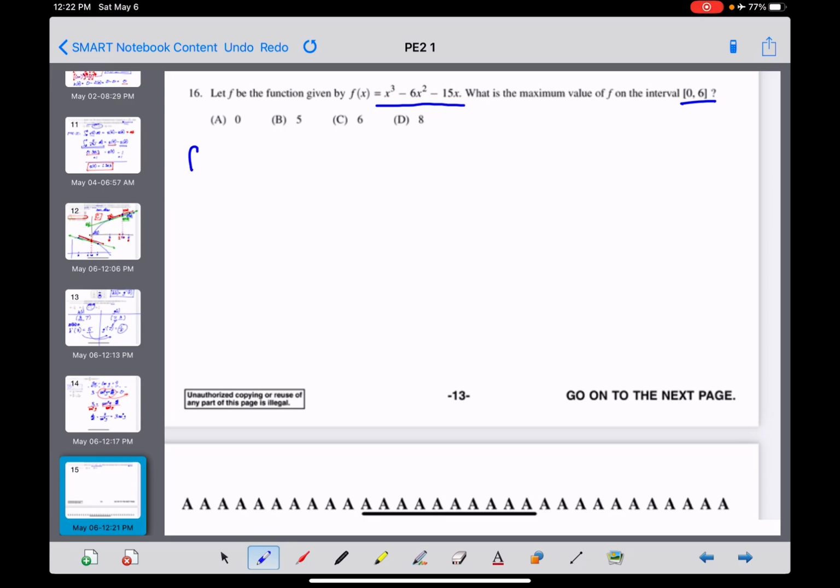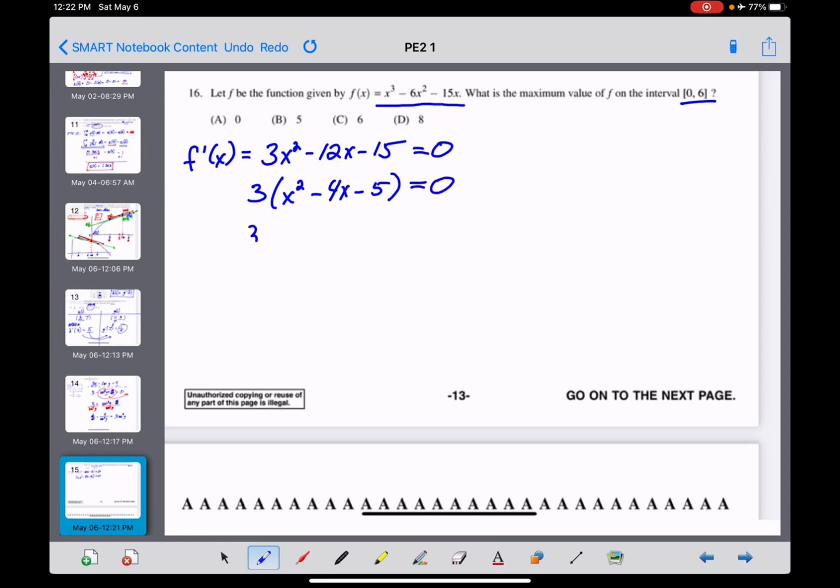We need to find critical points, which come from the first derivative. So f prime of x is going to give us 3x squared minus 12x minus 15. That derivative will never be undefined, but I think it will probably equal 0 at least once, although I could be wrong. Let's begin nice and simple just by factoring out the 3. That leaves us x squared minus 4x minus 5.